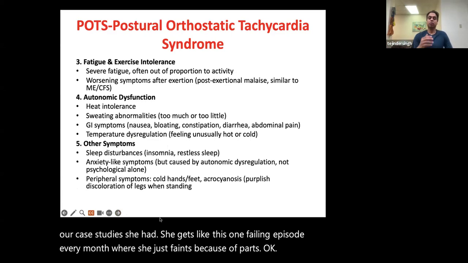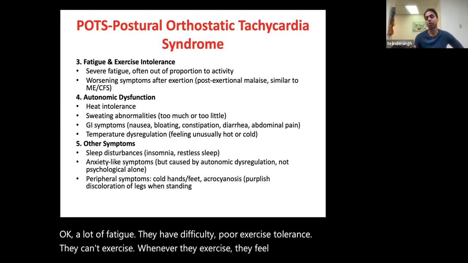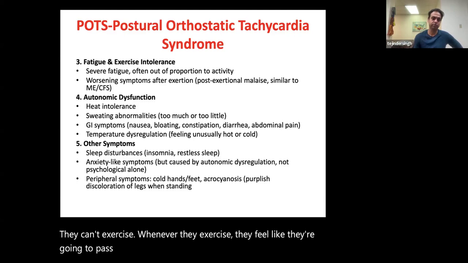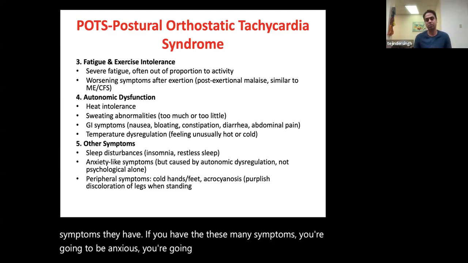Yeah. A lot of fatigue. They have poor exercise tolerance. They can't exercise. Whenever they exercise, they feel like they're gonna pass out or feel dizzy. Okay. And they have other symptoms. If you have this many symptoms, you're going to be anxious. You're going to have some difficulty with sleep.